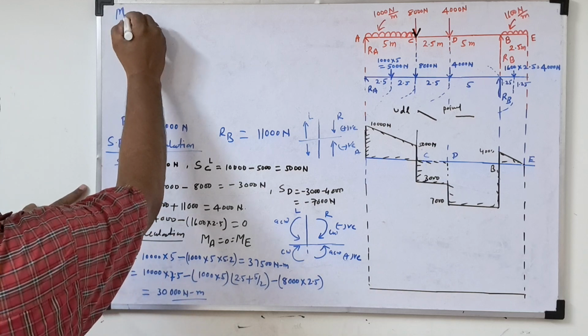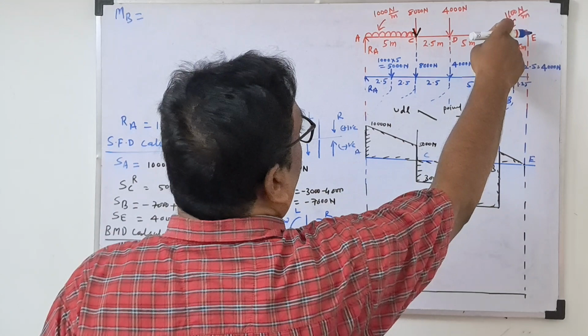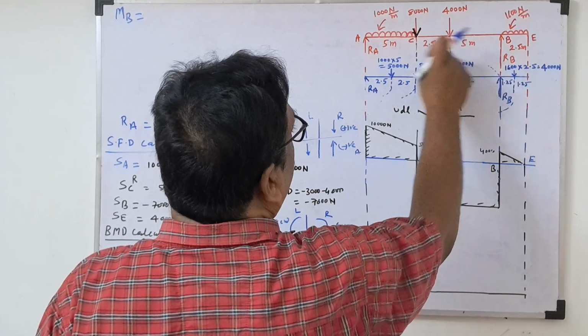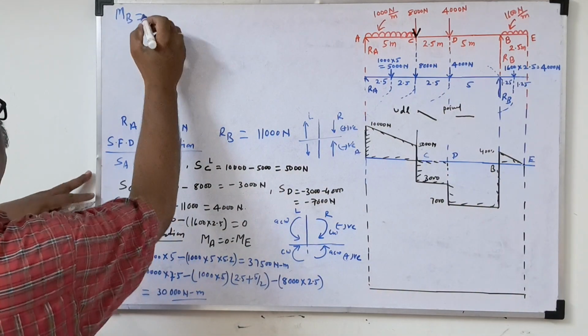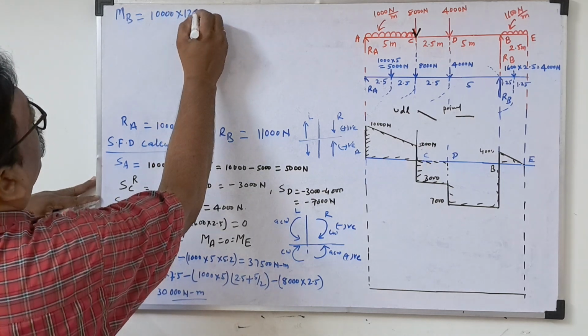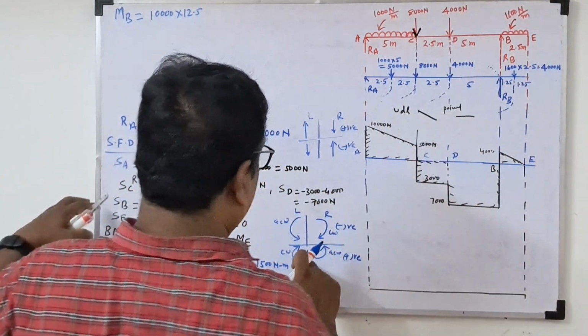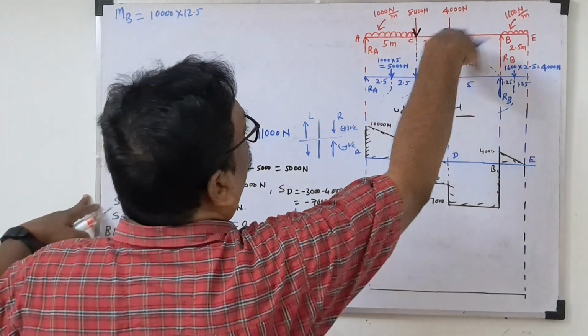MB, I am writing MB. So bending moment above B. Now look here. Again RA into total distance 12.5. So RA how much? 10,000 into 12.5 into 12.5. So this is going clockwise positive. Now all will be anti-clockwise.